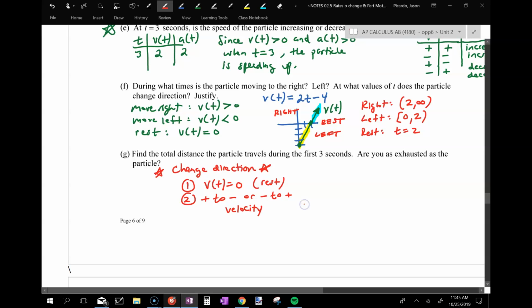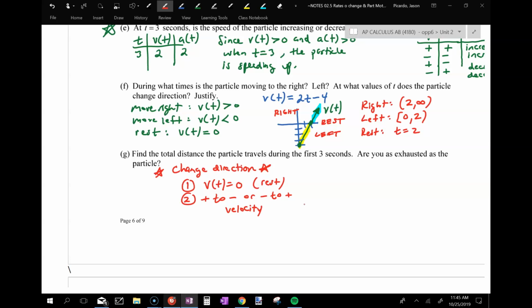So let me give you a visual, right? Here's velocity right now, what? Negative. Velocity right now is what? 0. Velocity right now is what? Positive. Did I change direction? Yes. Okay. Watch this. Ready? Velocity is what? Negative. Velocity is what? 0. Velocity is what? Did I change direction? No. Right? So again, I have to go from a positive to a negative with a 0 in the middle. Otherwise, what do I do? I went left, I rested, and then I continued going left, or I went right and I rested and I continued going right. See the difference?